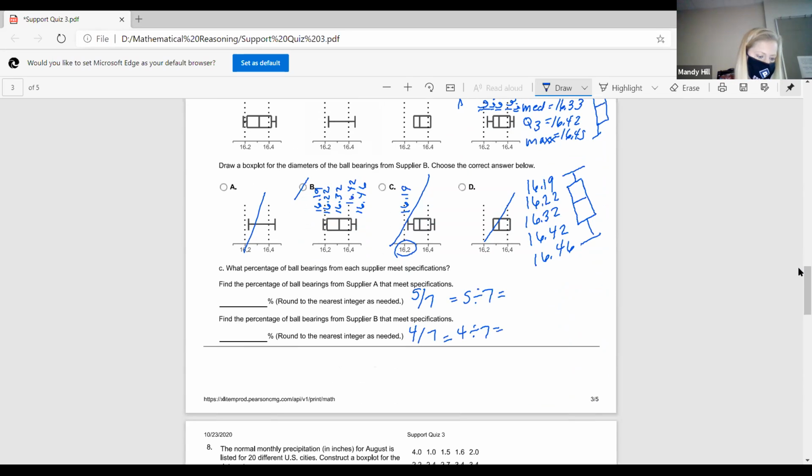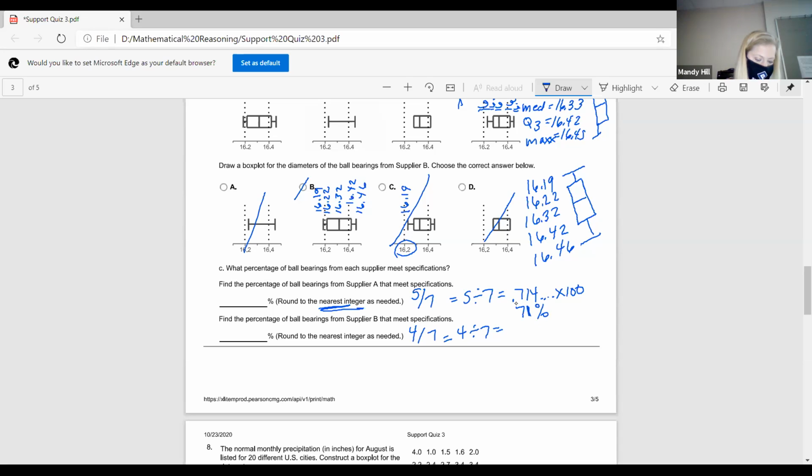So 5 divided by 7 is 0.714... When we multiply that by 100, it says round to the nearest integer. So they're not wanting us to have a decimal answer. Since the next number is 4, we would just get 71%.